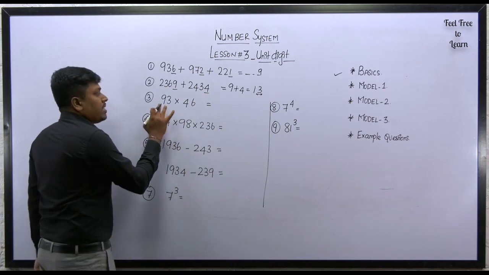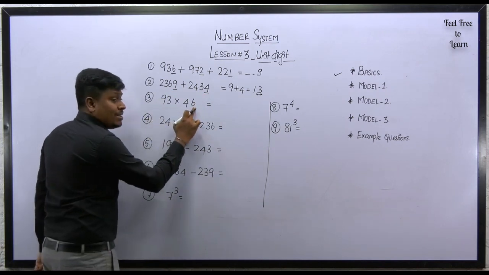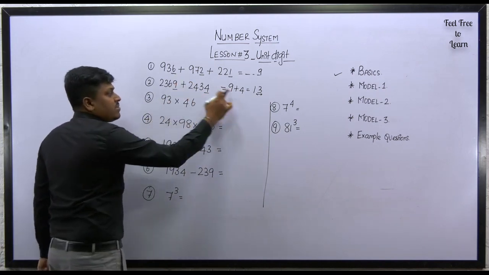Let me move to the third question: 93 into 46. See, in the previous questions we had addition, so we added.